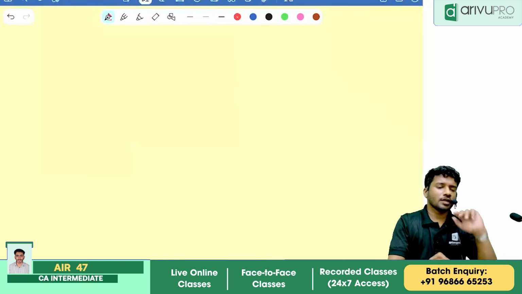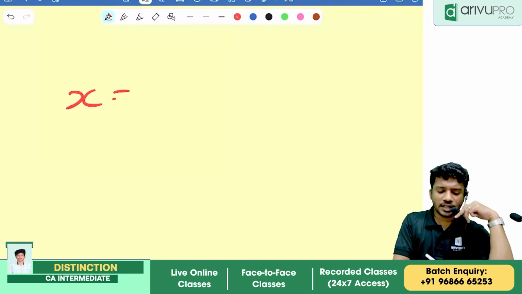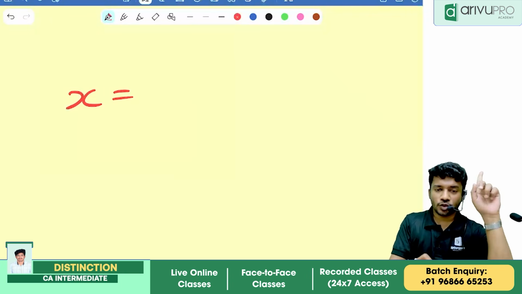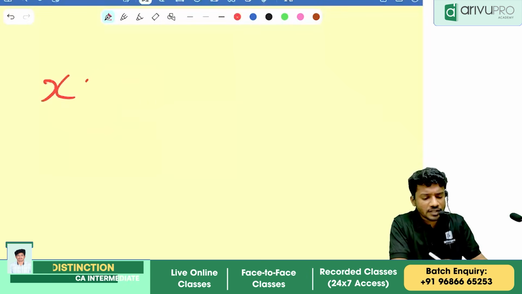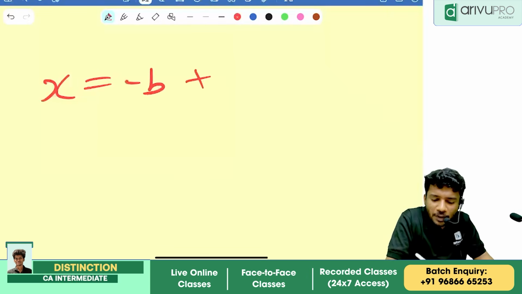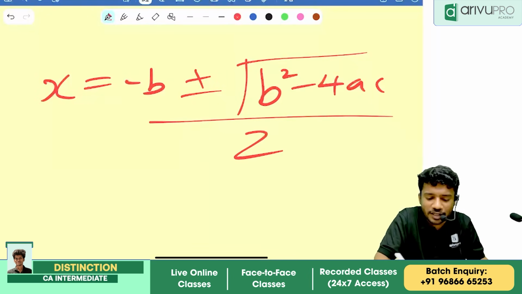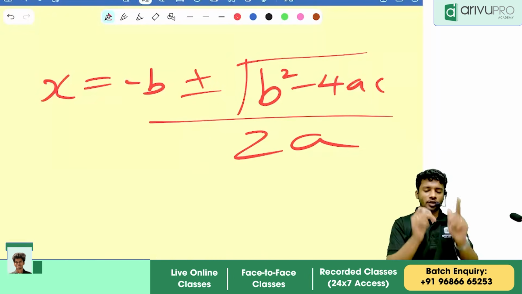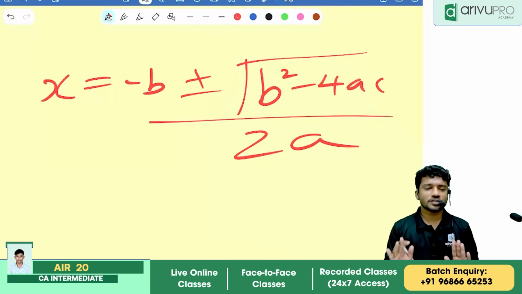Now, people, how many roots are there for a quadratic equation? 2. That means 2 x values will be there. Now, what was the formula we studied for finding roots of a quadratic equation? Minus b plus or minus root of b square minus 4ac divided by 2a. Good. If you know this, well and good. If you don't know this, study this.